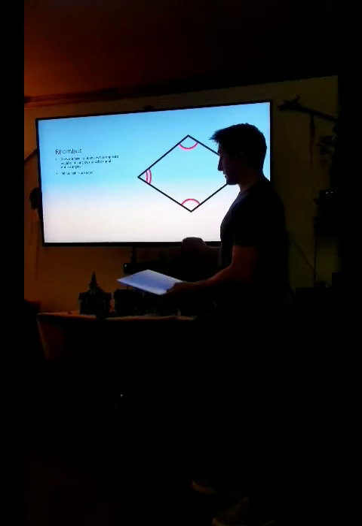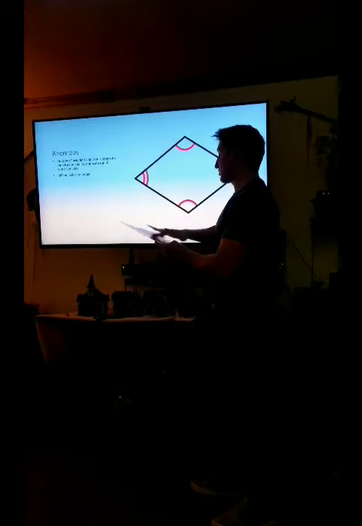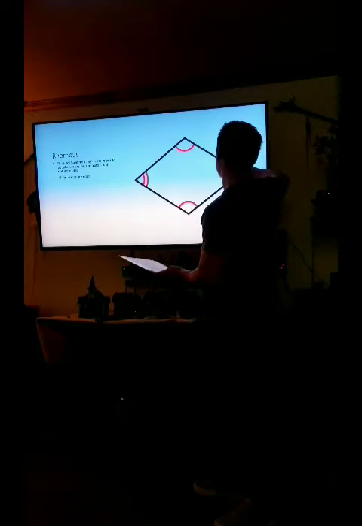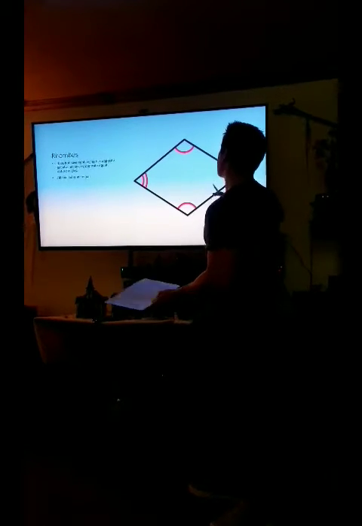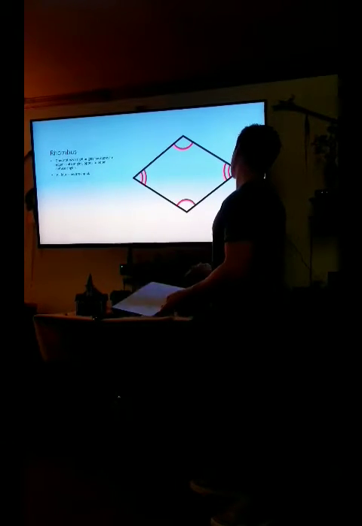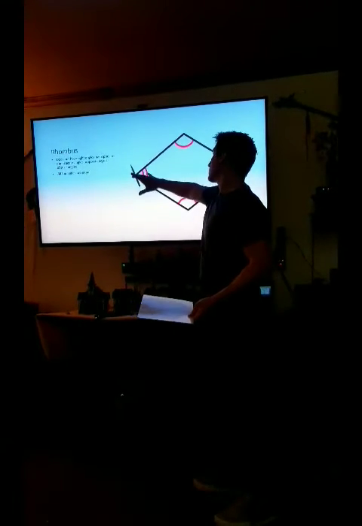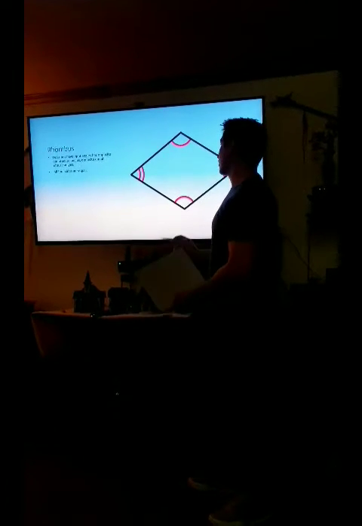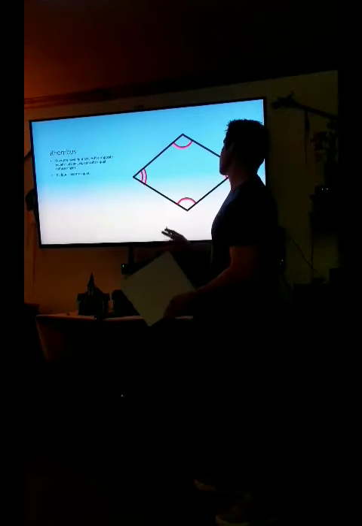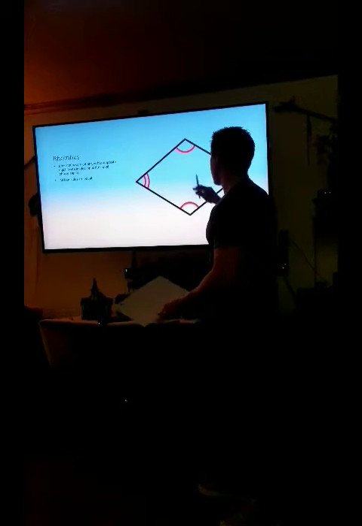The rhombus, so all 4 sides are equal. The lines are parallel, but the angles are not equal. Here you can see has 2 acute angles and 2 obtuse angles. So even though this figure is parallel, it still has uneven angles.